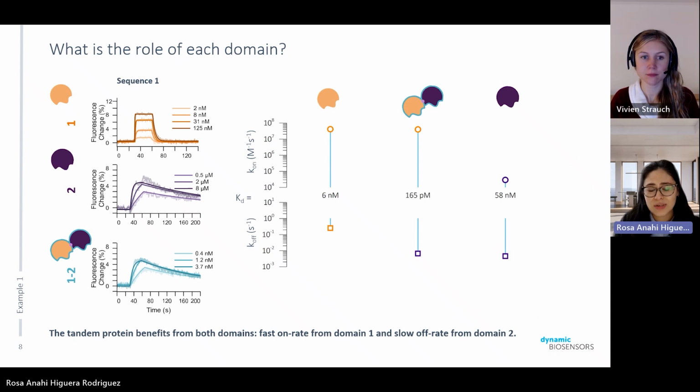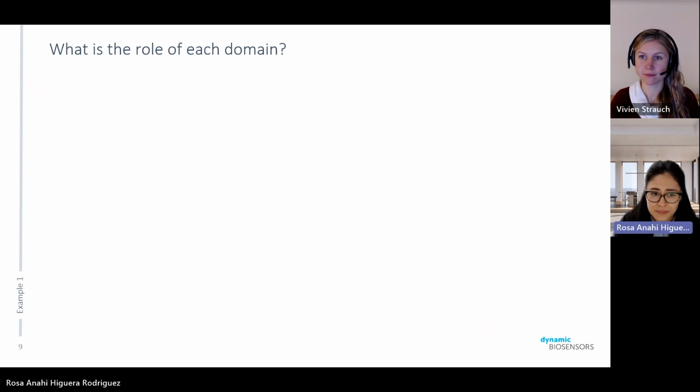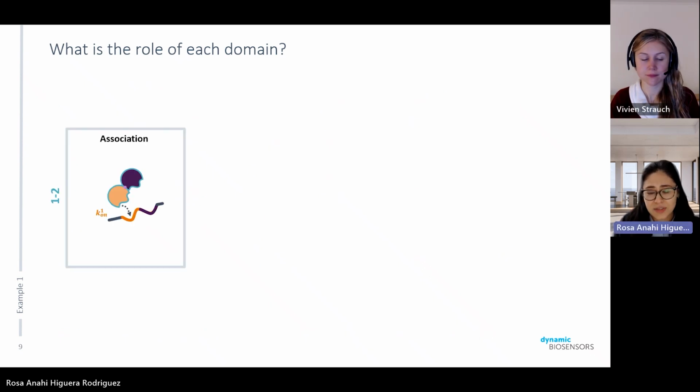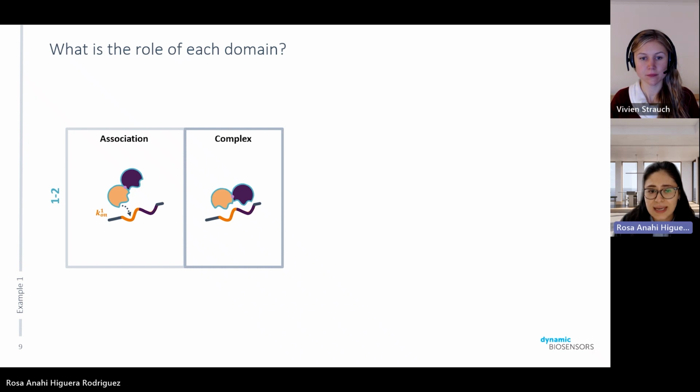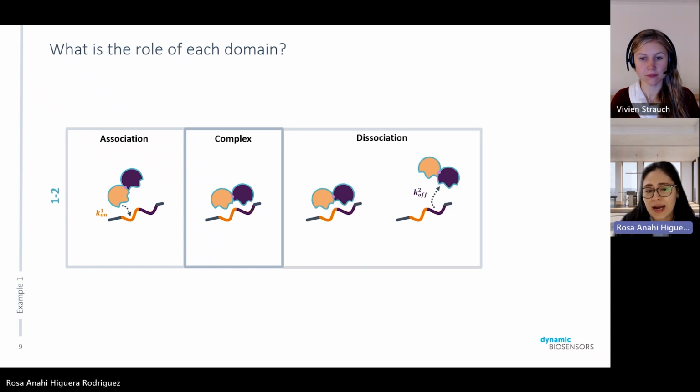So what does this actually mean in terms of binding of the tandem protein? When the protein associates, the domain driving the binding is the first domain because of the fast on rate, which leads to a complex. And during the dissociation, we have a rate-limiting dissociation by the slow domain 2. So this is really one domain, the fast domain, complementing the slow domain.